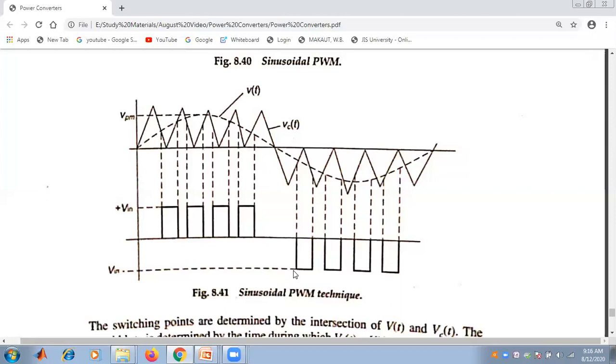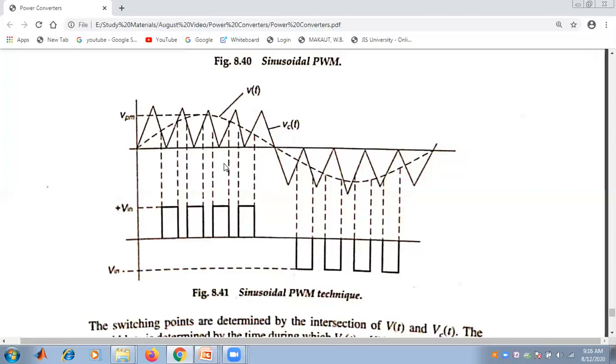For that particular purpose, we are getting a pulse width that we have seen. We have to first determine the intersection points, that is the switching points, and we have to go from one switching point to another, from one to another in this way.